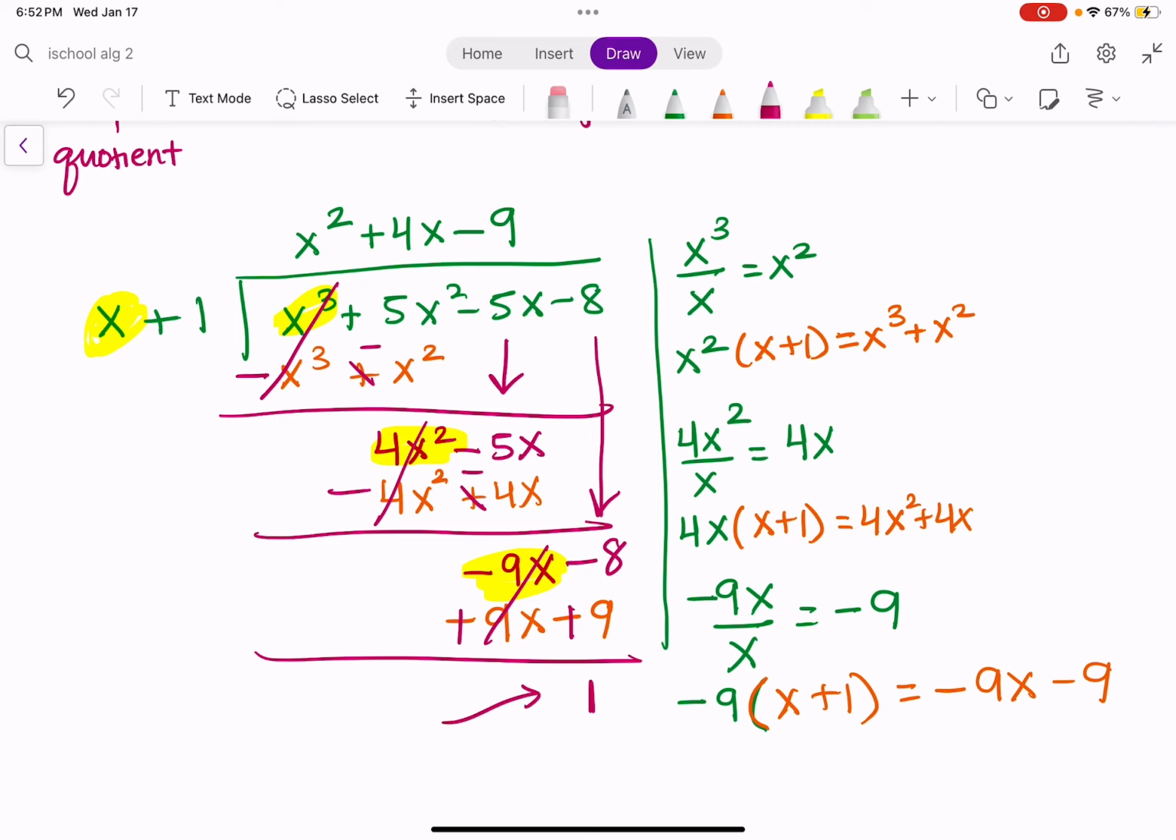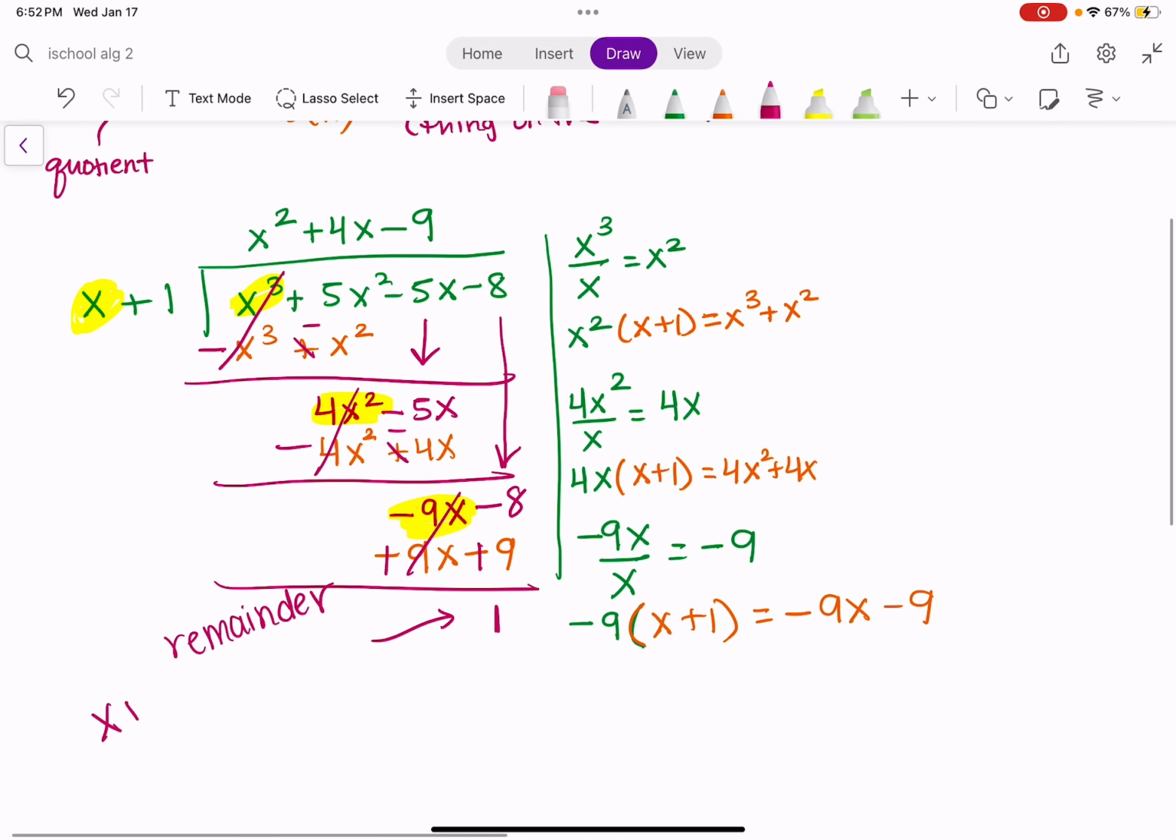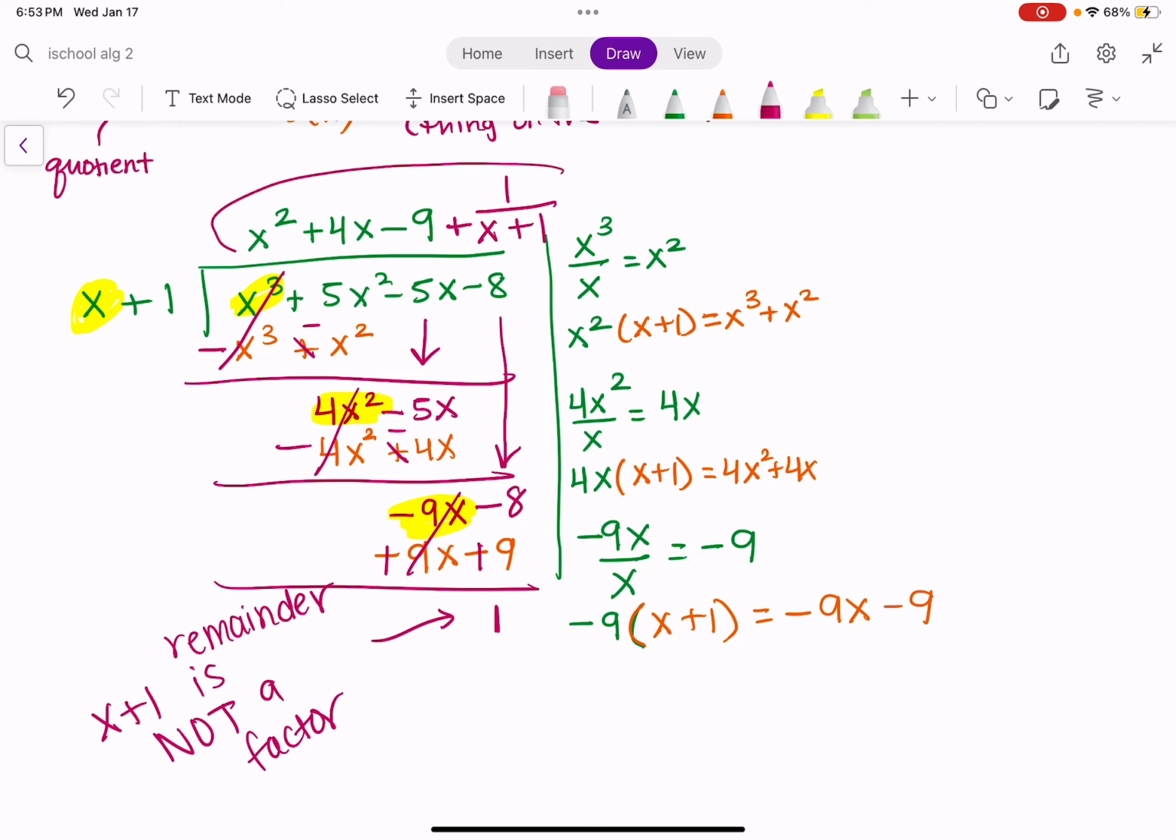Our remainder is 1. Now, because we have a remainder, this means x plus 1 is not a factor, okay? And the way that we write this is we put our remainder over the thing on the outside, the divisor. So this right here is your final answer. Remember, this was the remainder, okay? So go ahead and continue with the practice.